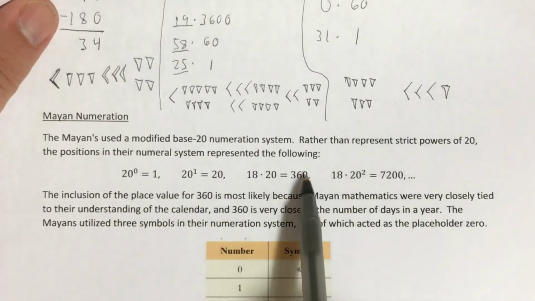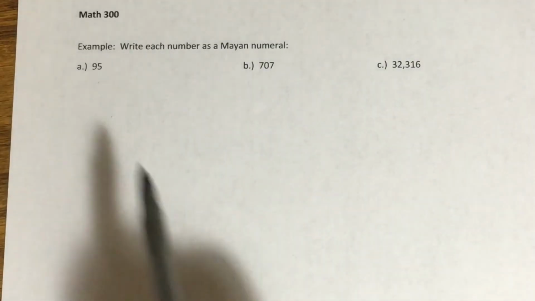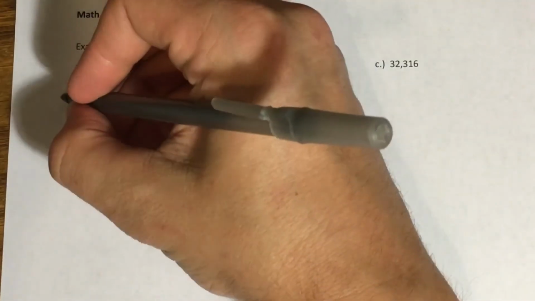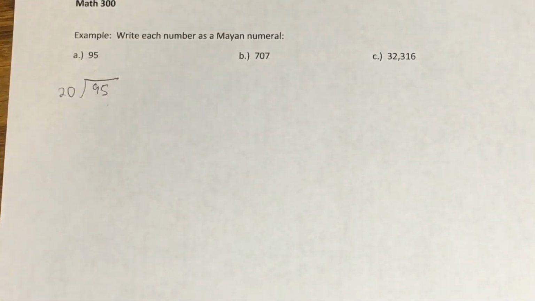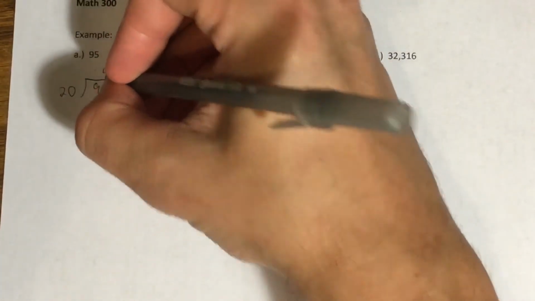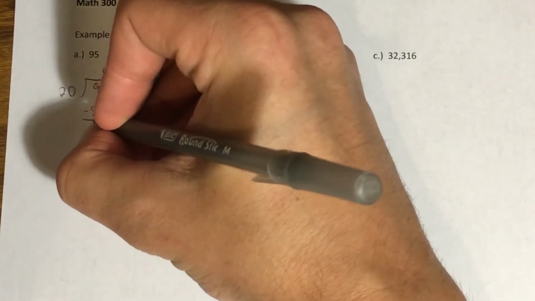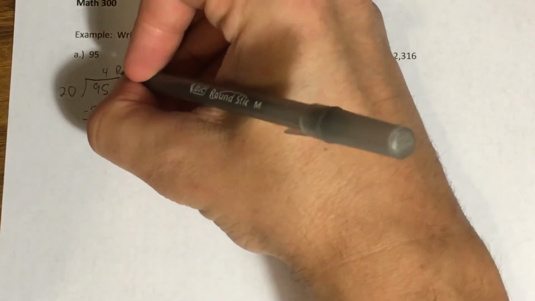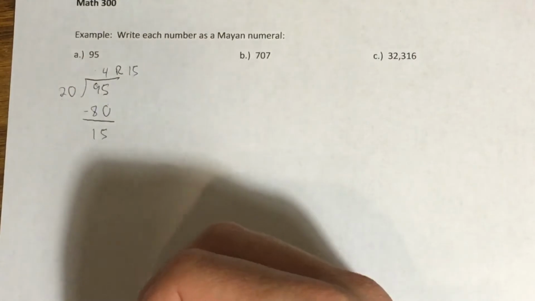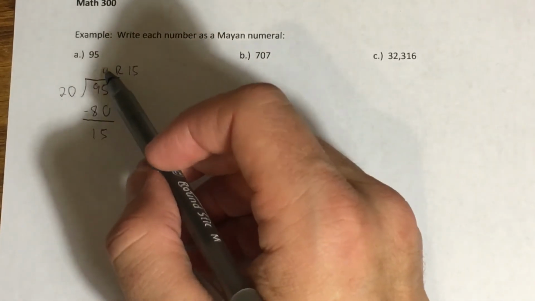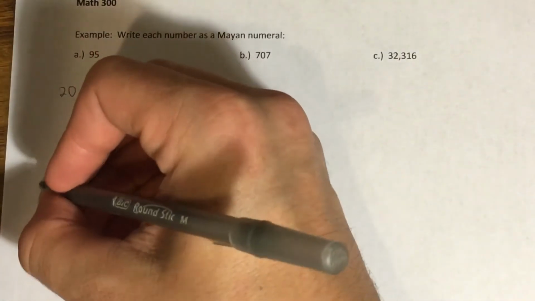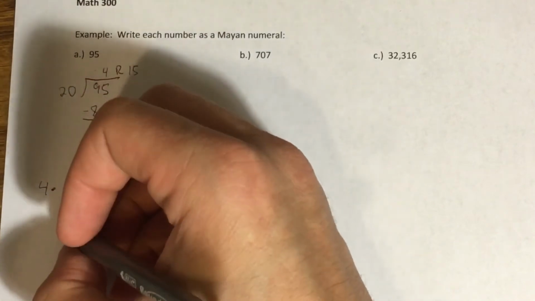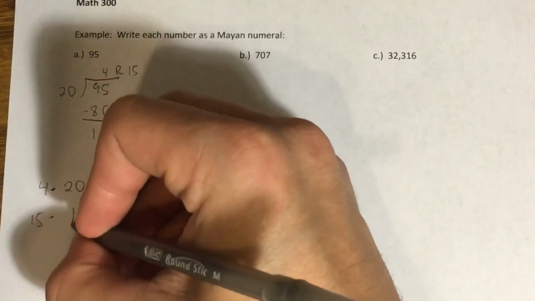Clearly 360 is too big. 20 would work. 20 can be divided into 95. So let's do that first. This one I will work out the division just in case you want to see long division a few times for practice. 20 goes into 95 4 times. 4 times 20 is 80. Subtracting gives me 15. So I get 4 with a remainder of 15. That means that this number has a 4 in the 20s place and a 15 in the 1's place because that's my remainder. So we're looking at 4 times 20 plus 15 times 1.